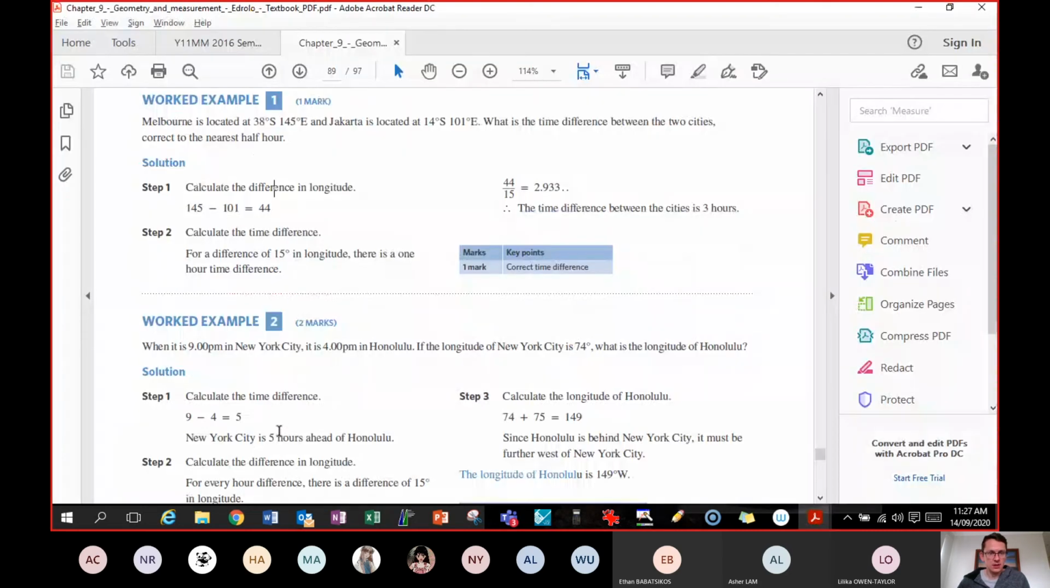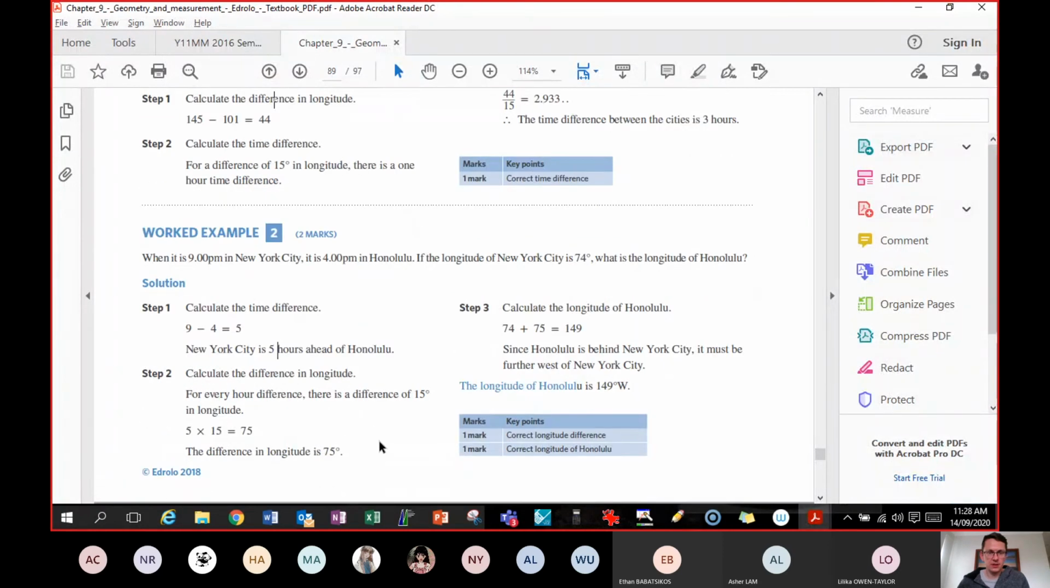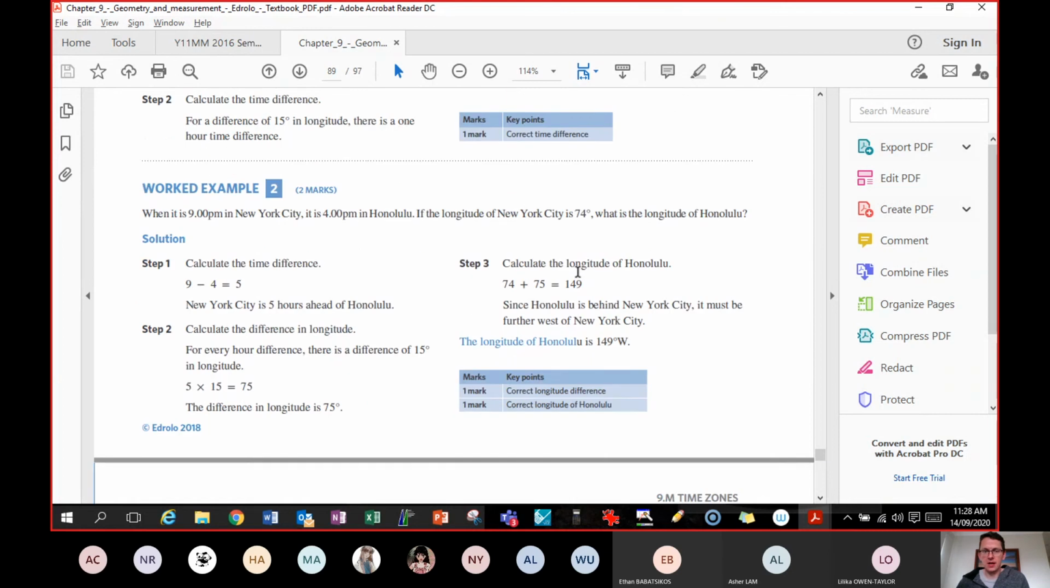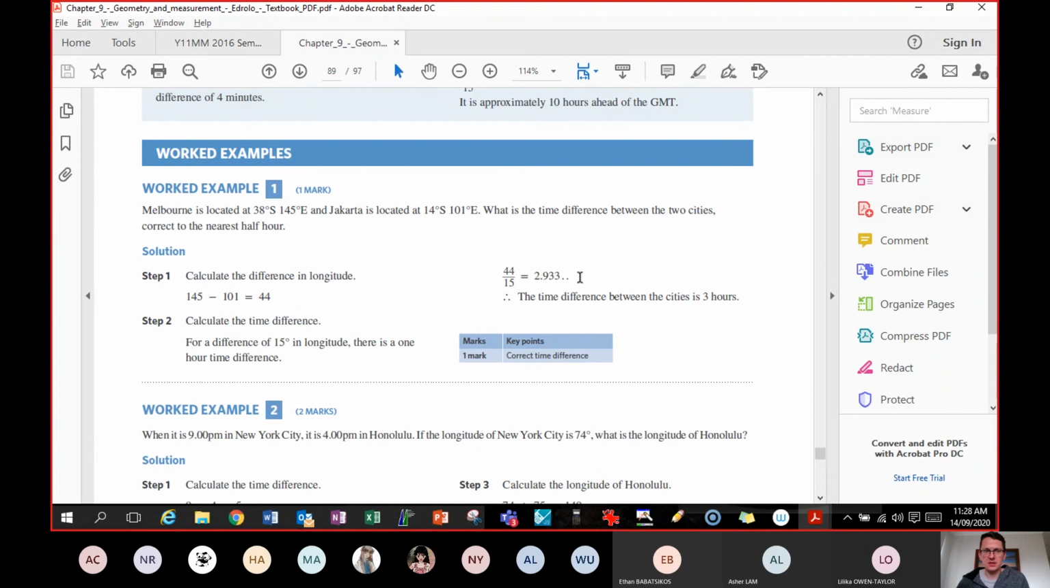So let's look at the solution. New York City is 5 hours, so it's 75 degrees. The difference in longitude is 149. So it must be westerly. Yeah, it's 149. That wasn't a very good question because it didn't say if it was degrees east or west, but it was really good to talk through and look at the difference there. So that's the difference in time zones.